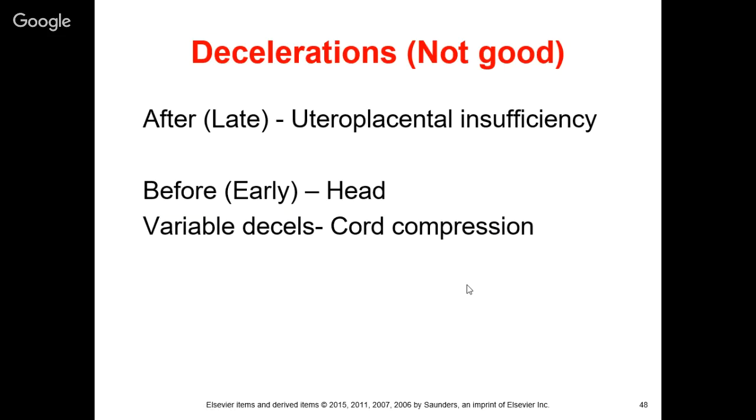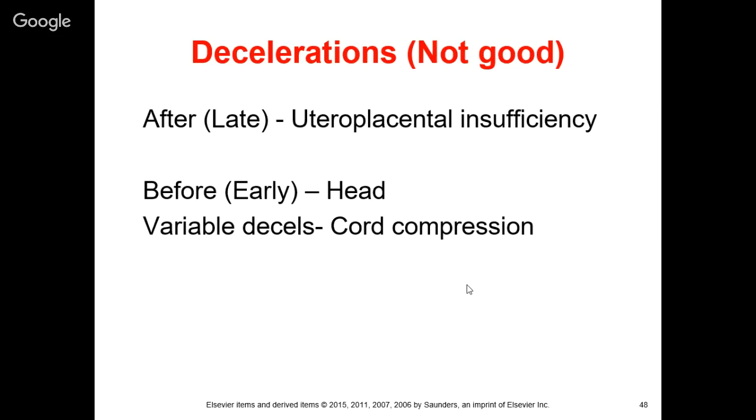Decelerations, these are the bad ones. So after the contraction, late deceleration. Think of that decrement, increment, the peak, that mountain. If it's during decrement or decreasing and they're having a deceleration, that's the placenta not getting enough perfusion or oxygen. That's uteroplacental insufficiency. So when those contractions are starting to decrease in intensity, the baby's heart rate should not be going down at that point.